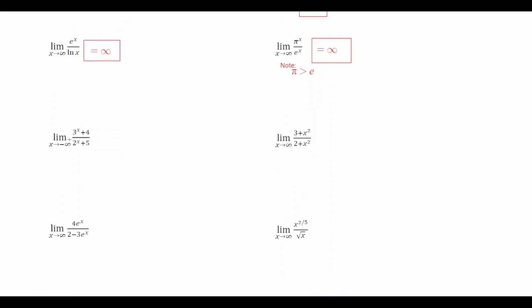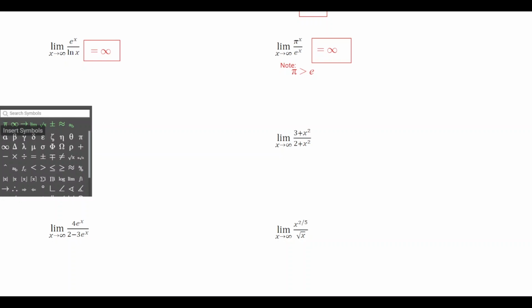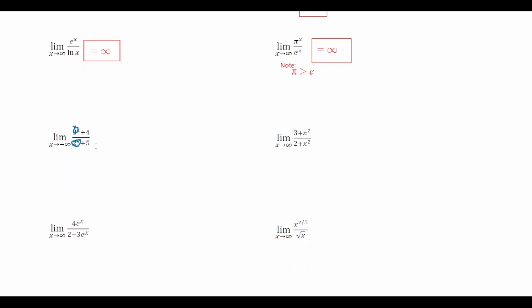All right, for this one, we've got the limit as x approaches negative infinity. So again, we've got two exponentials here. We've got 3 to the x over 2 to the x. Now, as x approaches negative infinity, what we've discussed is that these exponentials go to 0. So this is going to become closer and closer to 0, and this is going to become closer and closer to 0, which leaves us with 0 plus 4 over 0 plus 5. So that would just be 4 over 5.